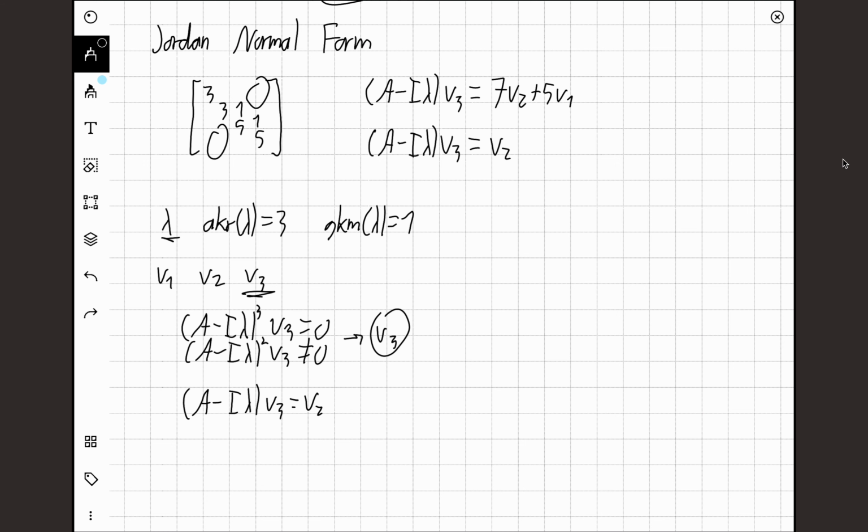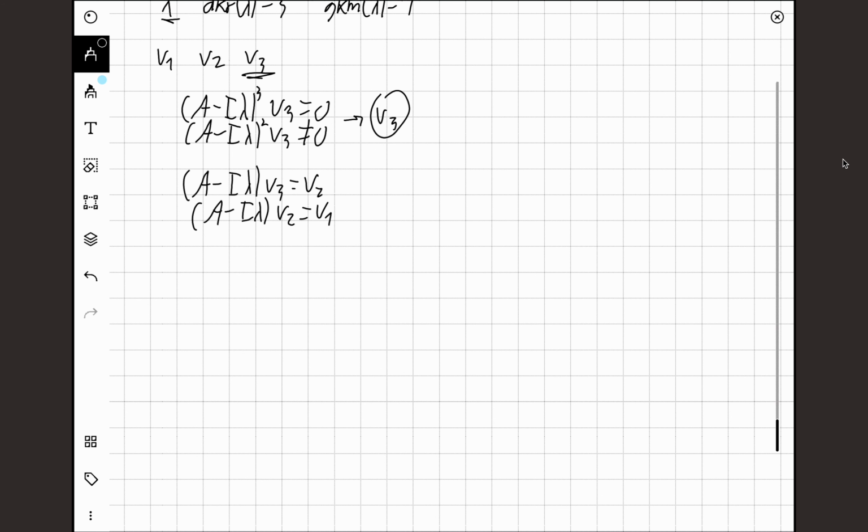And then we can also demand, if we don't have enough equations, A minus I lambda v2 equals v1, where v1 we can find. And in this specific basis, our n by n matrix will have exactly these eigenvalues on the diagonal, but it's going to have ones on top of all the generalized eigenvectors. So this is an eigenvector, it has no 1 over it, but these two are generalized eigenvectors, so they have a 1 over them. And then everything else.